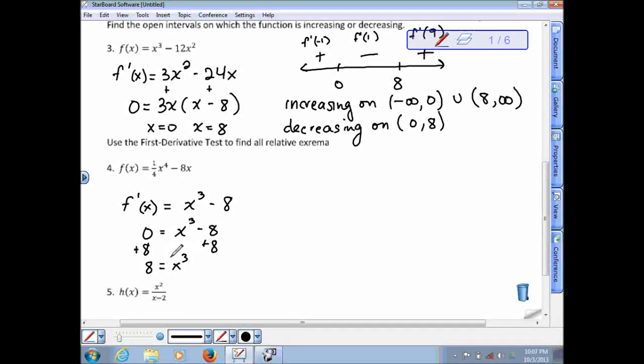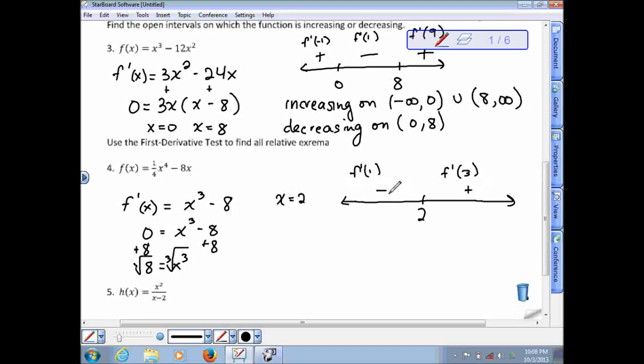Now we can get rid of the power 3 by using the cube root. And the cube root of 8 is equal to 2, so the critical value here is x is equal to 2. Now, this is a critical value. We don't know whether it's a relative minimum or a maximum, so we use the first derivative test. We choose numbers now in each interval plugged into the first derivative, so f prime of 1 we could test, and f prime of 3. Now, if 1's plugged into the first derivative, 1 cubed minus 8 is a negative number, but if 3 is plugged into the first derivative here, 3 cubed minus 8 is a positive number.